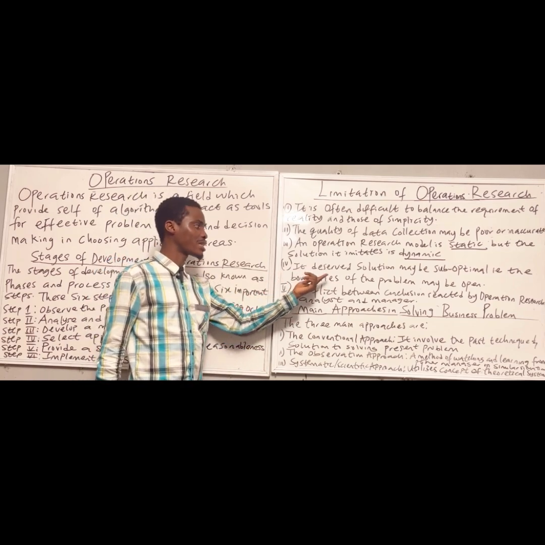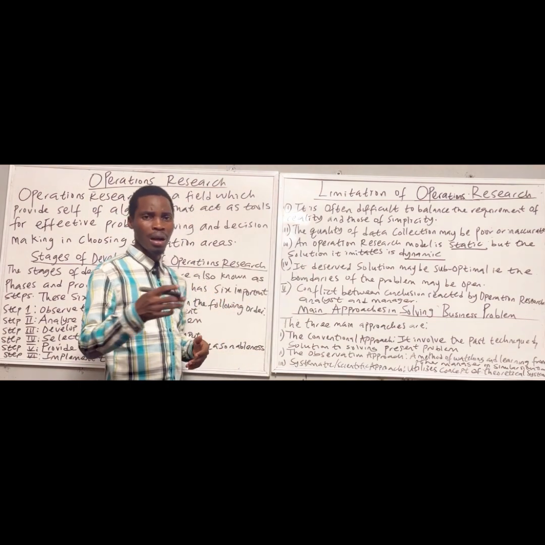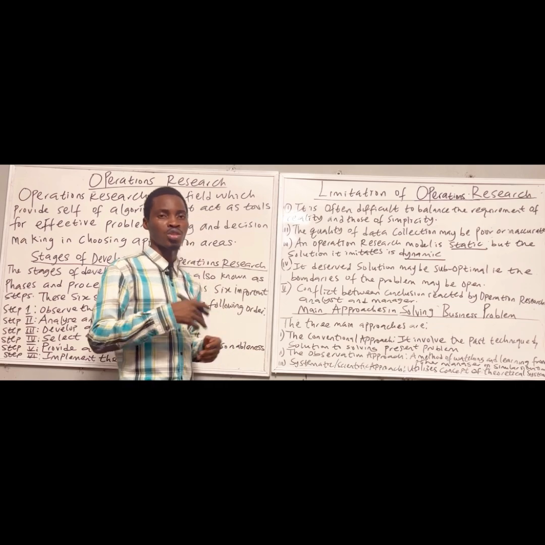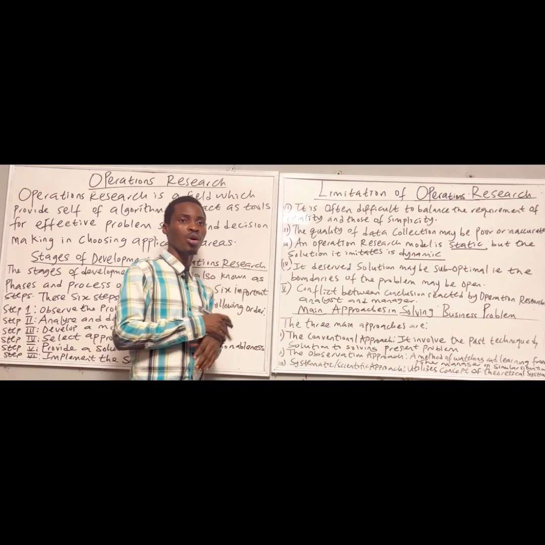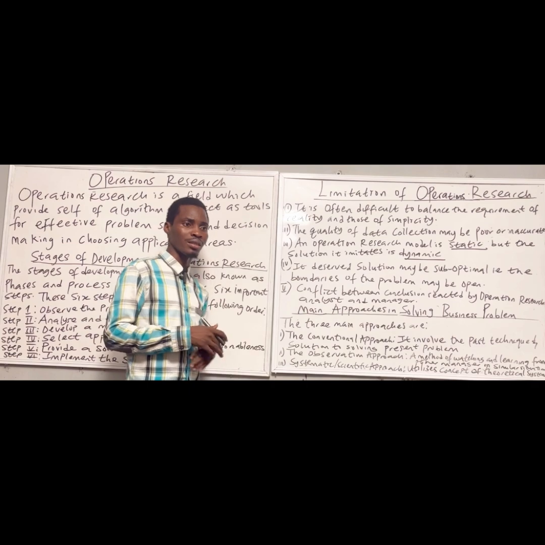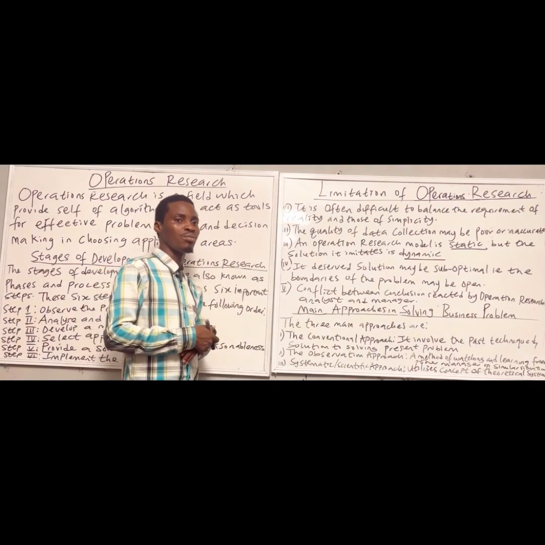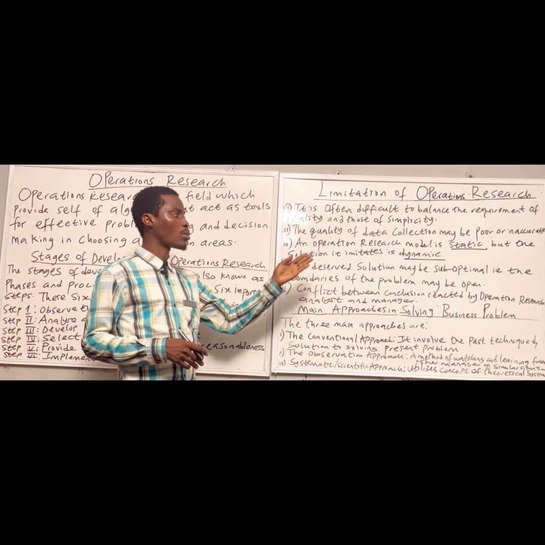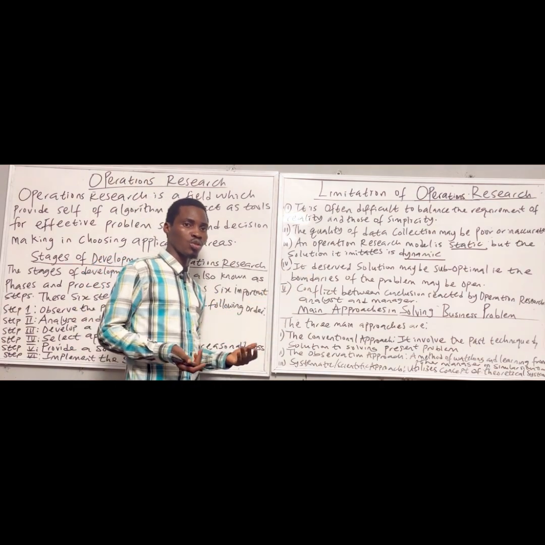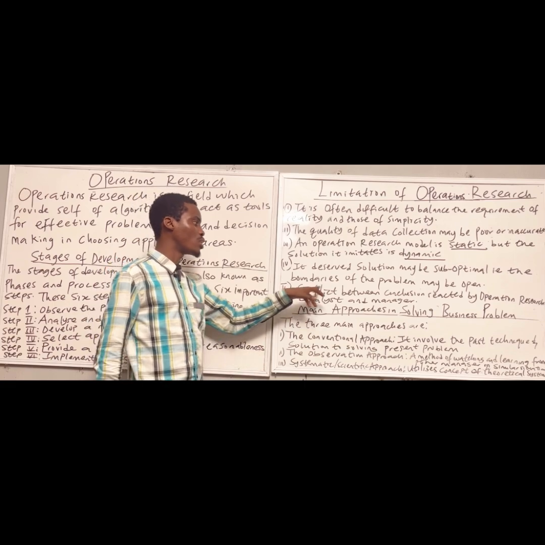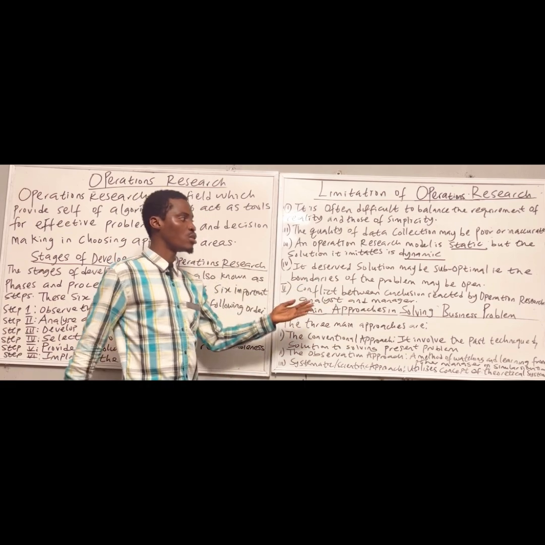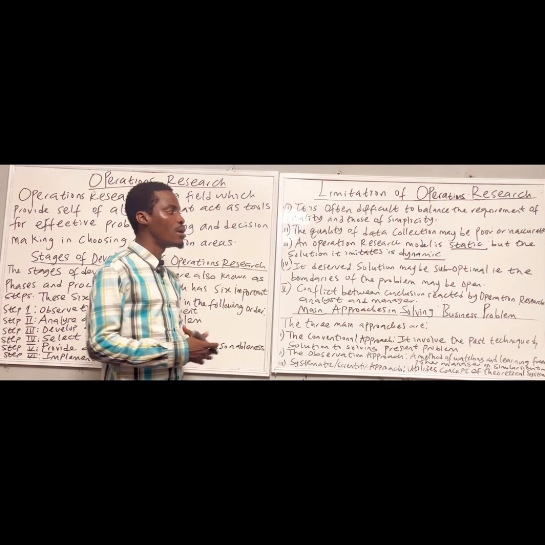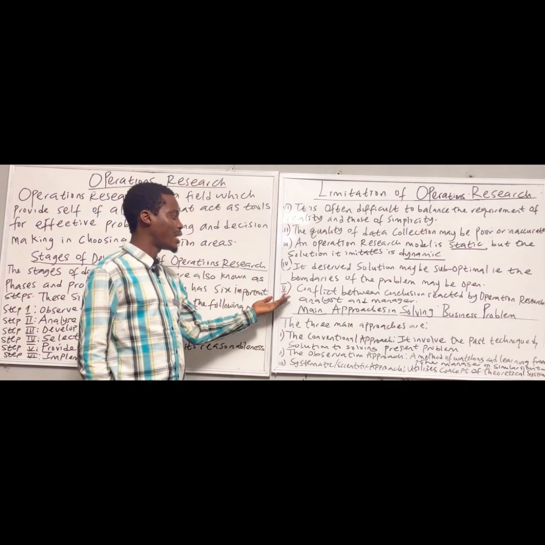Then next is what? A derived solution is suboptimal. When we talk about suboptimal, it is a solution that is not optimal, that is not the best solution. It cannot be minimized or maximized to solve a problem. So when you have a derived solution that may be suboptimal, it is not really an optimal solution. When we don't have an optimal solution to solve a given problem, the boundary of the problem may be open, may be wide.